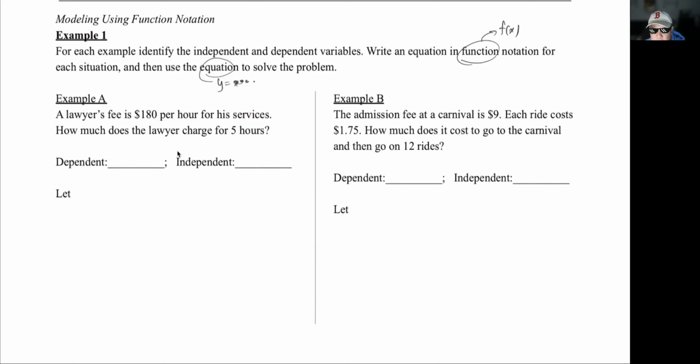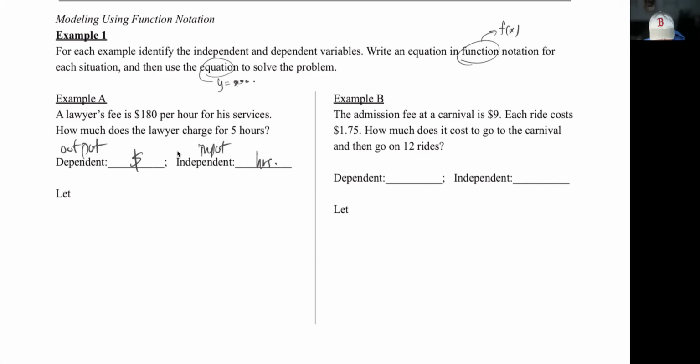Okay. In example A, a lawyer's fee is $180 per hour for his services. How much does the lawyer charge for 5 hours? Well, there's a dependent variable. So what depends on what here? We have the dollar amount, and we have the number of hours. The amount of money that you get depends on the hours that you work. So this is the input, that is the output.